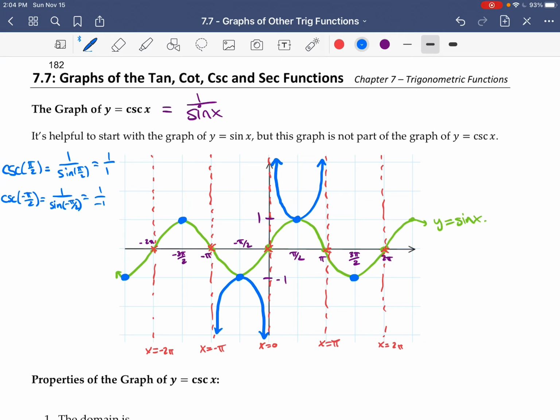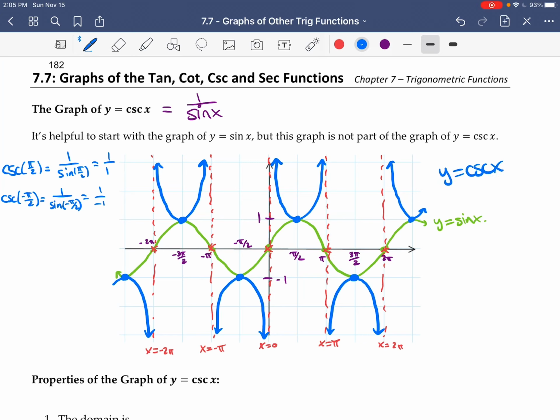Similarly, it just repeats itself. So these ones go up, these ones go down. These ones also go down, and up here as well. This one goes up like that. So that is the graph. The blue graph is cosecant of x. So that's what cosecant looks like.